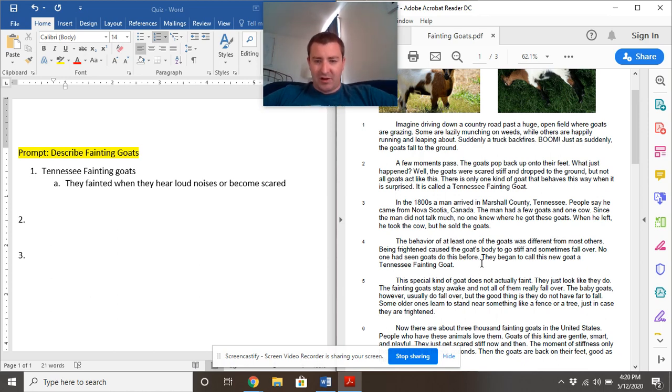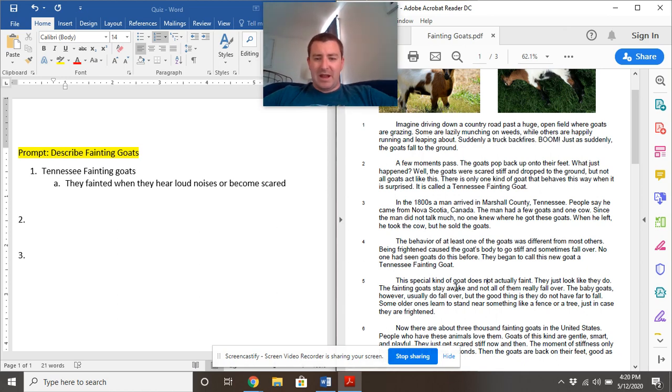Being frightened caused the goat's body to go stiff and sometimes fall over. No one has seen these goats do this before. They began to call this new goat a Tennessee fainting goat, which is odd because this is happening in Nova Scotia, Canada. Huh. These special kind of goats do not actually faint; they just look like they do.